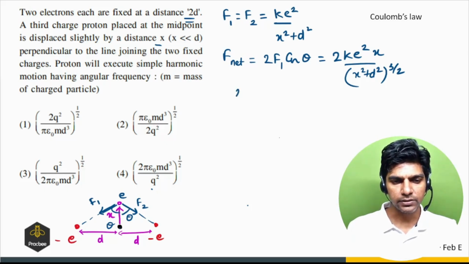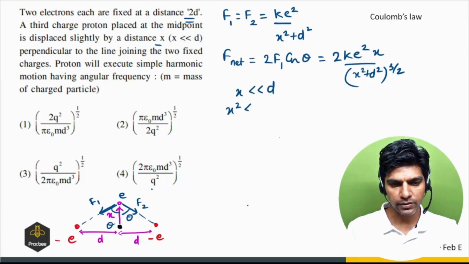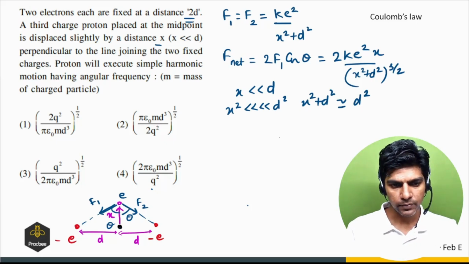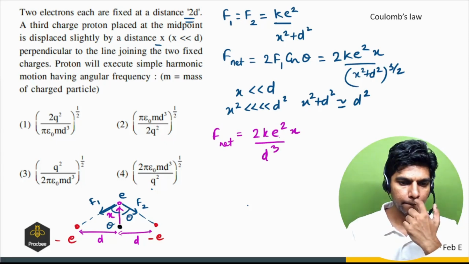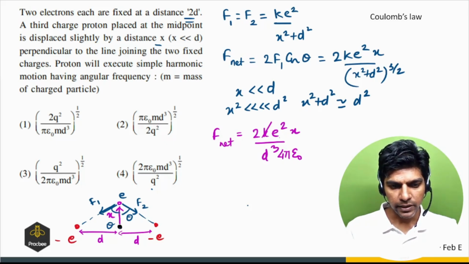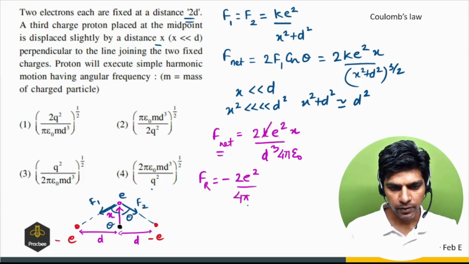Got it? Now x is very small in comparison to d. So x square is even smaller than d square. So x square plus d square can be written as d square. So if we use this approximation, the net force or the restoring force will become 2k e square x divided by d cube. So let us write k in terms of epsilon naught. So it will become 4 pi epsilon naught. And this force is opposite to the displacement, so I can say the restoring force will be negative of 2 e square upon 4 pi epsilon naught times d cube times x, right?